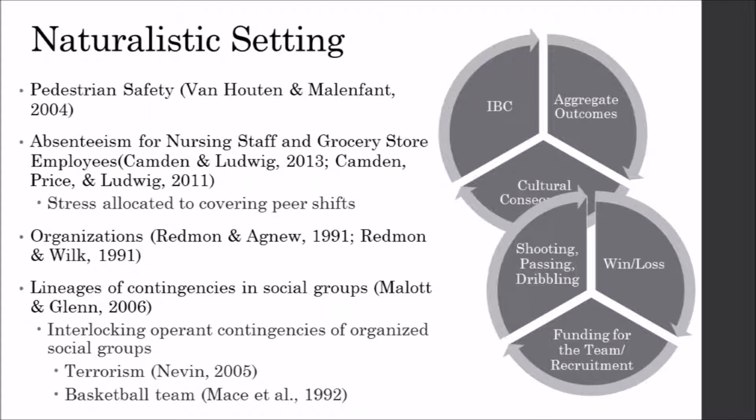When we think of a basketball team, we can break this into 3 different parts: the interlocking behavior contingencies of shooting and passing the ball, aggregate outcomes of winning and losing the game, and the cultural consequence of funding for the team.